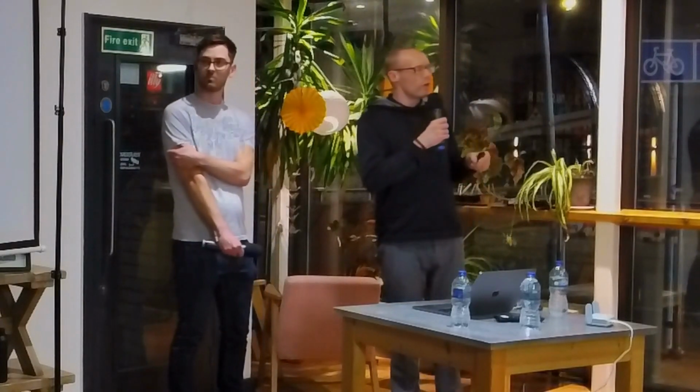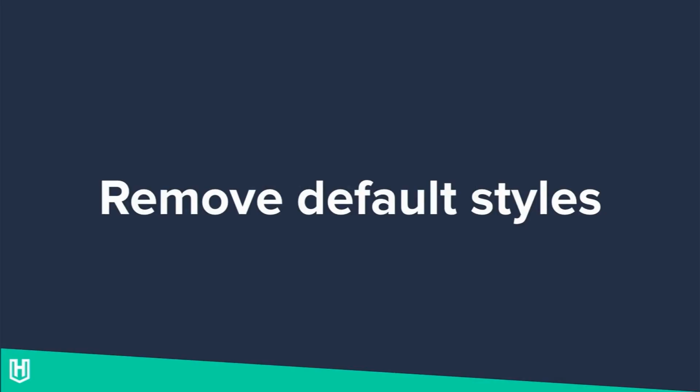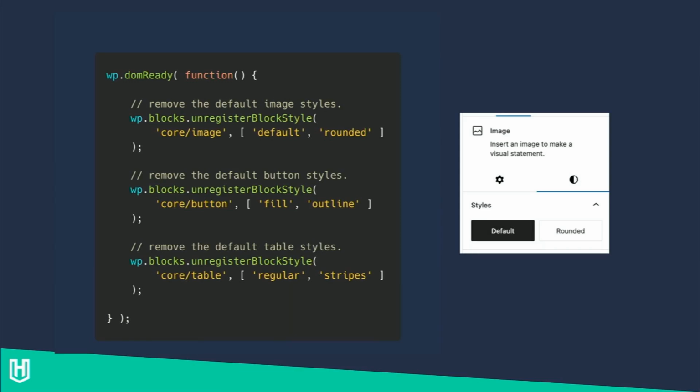WordPress also uses some default block styles out of the box. The obvious one of those is the image block. By default it comes with a rounded style, and it might have another one, I can't remember, but it certainly has a rounded style. It wasn't appropriate for our work, so you'd need to remove that as well. And again, some JavaScript to do that. So here the image block rounded style is removed.